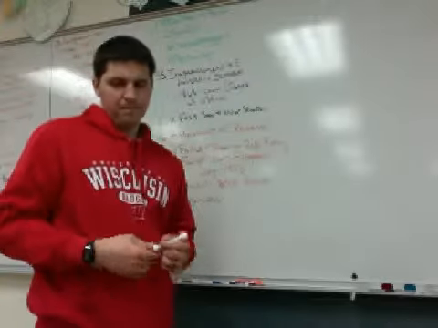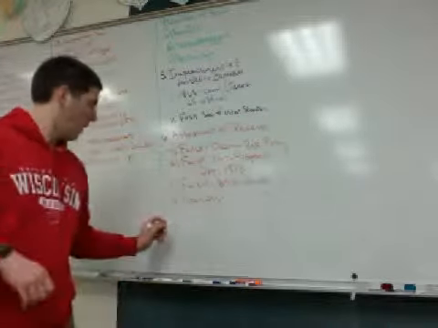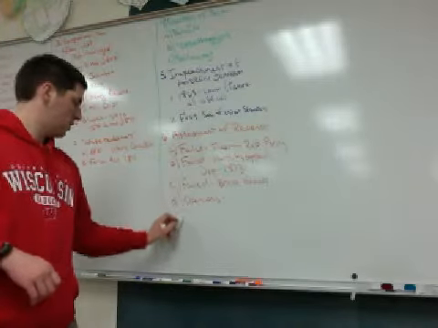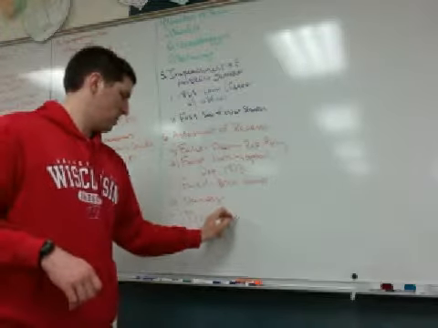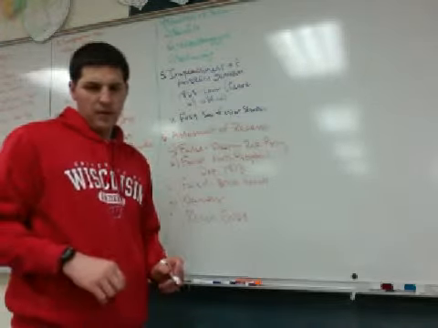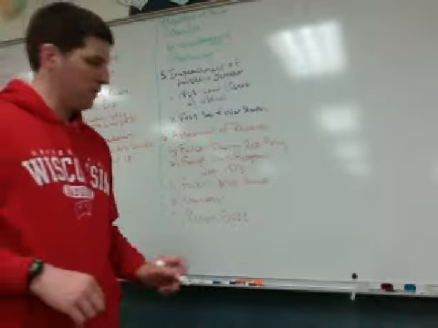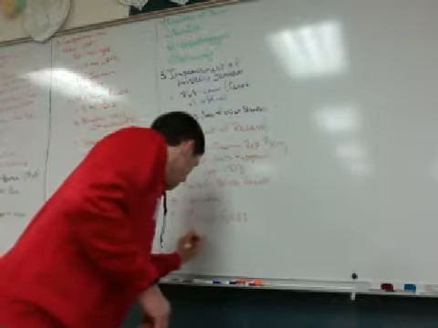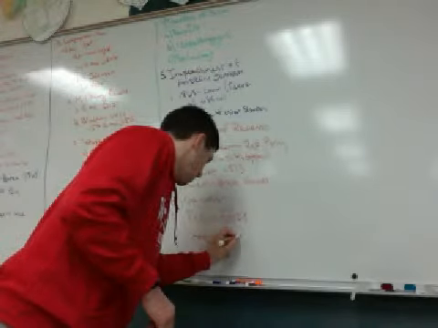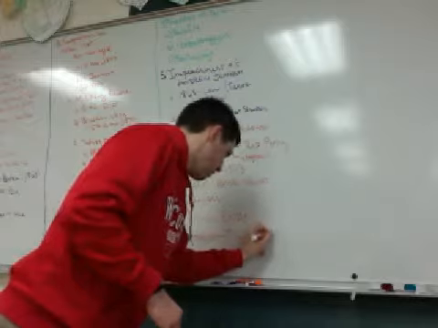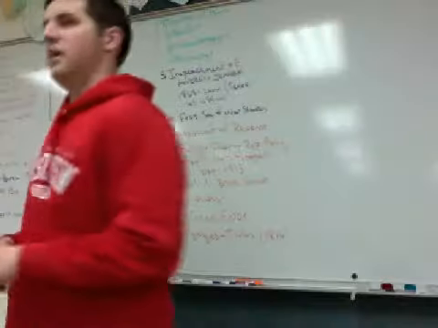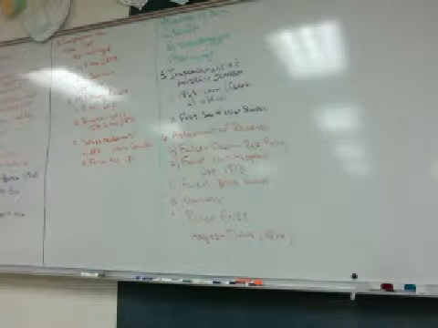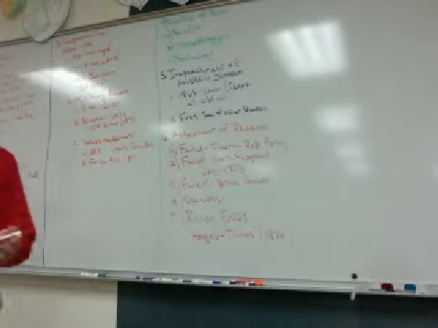All right. And of course, Reconstruction ends with the Hayes-Tilden corrupt election of 1876. Hayes, H-A-Y-E-S, Tilden, T-I-L-D-E-N. The Hayes-Tilden corrupt election of 1876. There's some dirty pool being played here.